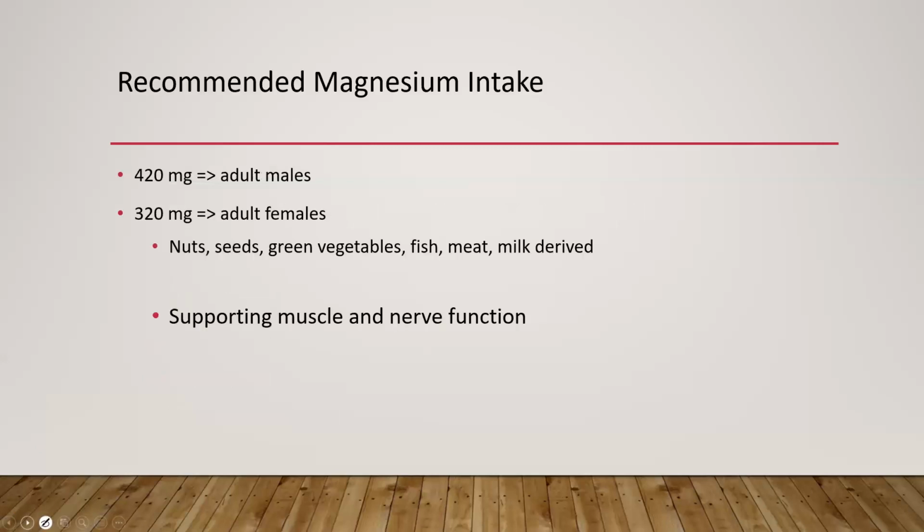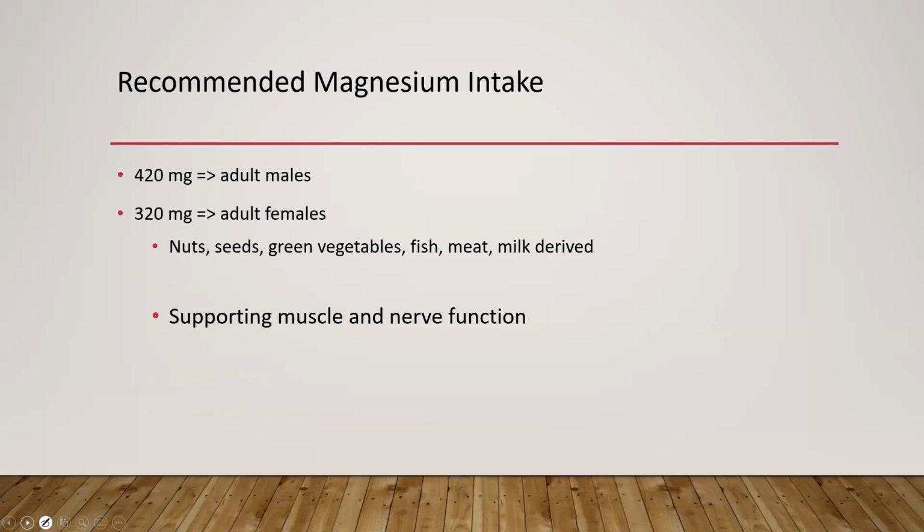So the recommended magnesium intake dosage for adult males is 420 milligrams per day. In adult females, it is 320 milligrams of magnesium daily. And you can find magnesium in different sources, like nuts, seeds, green vegetables, fish, meat, and milk derivatives.